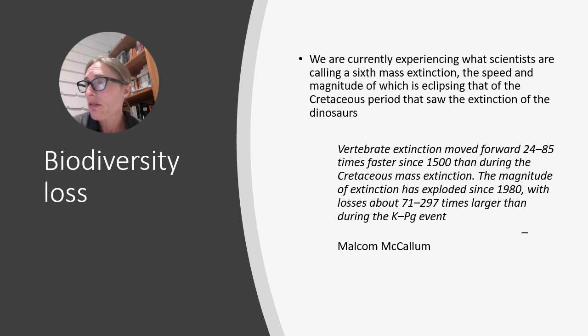Vertebrate extinction moved forward 24 to 85 times faster since the year 1500 than during the Cretaceous mass extinction. The magnitude of extinction has exploded since 1980, with losses about 71 to 297 times larger than during the KPG event. During that Cretaceous mass extinction period.